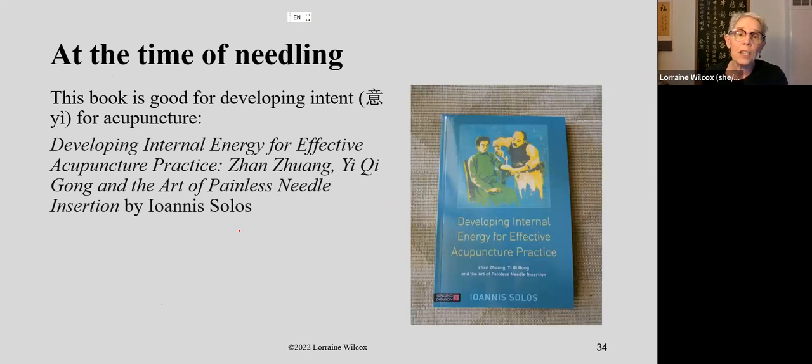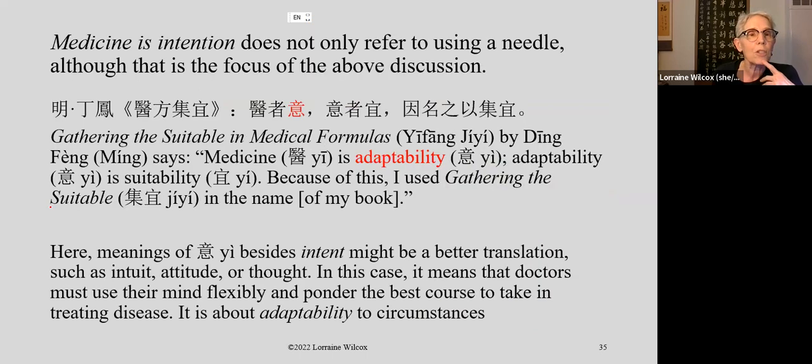There is this book, which I don't think a lot of people know about, about developing internal energy for effective acupuncture practice. It's basically about developing intent, and it has to do with Qigong and meditation and so forth, but for the practice of acupuncture specifically. It has translations of some, I think, Qing Dynasty texts about this. And the author is somebody who, I believe, got his PhD in China in Chinese medicine. He's quite literate and a good translator. So you might want to check out this book if this kind of stuff interests you.